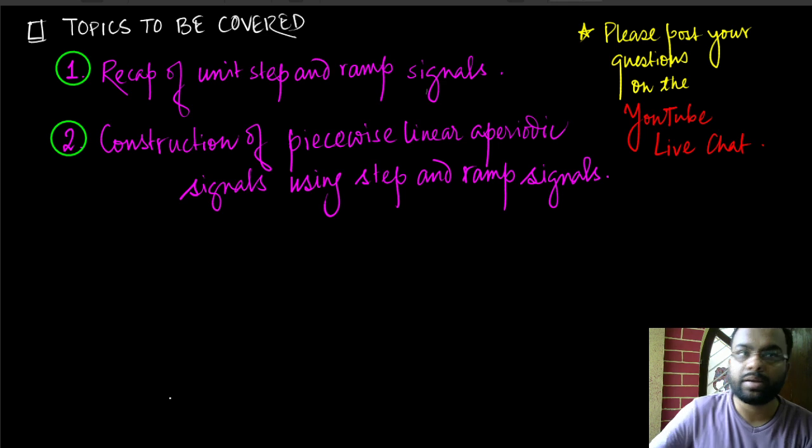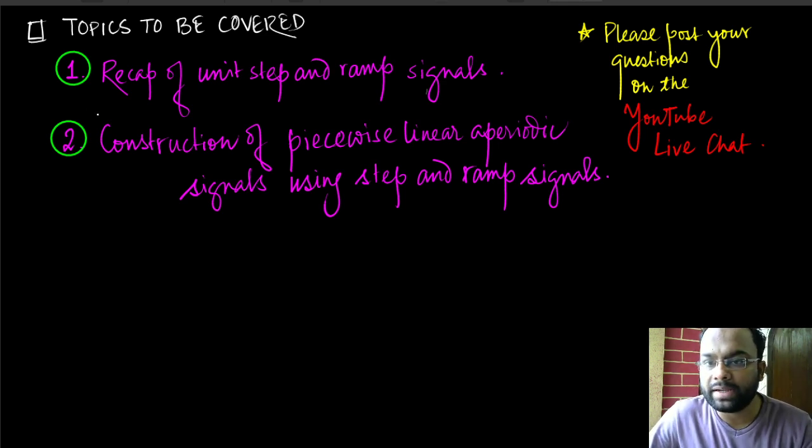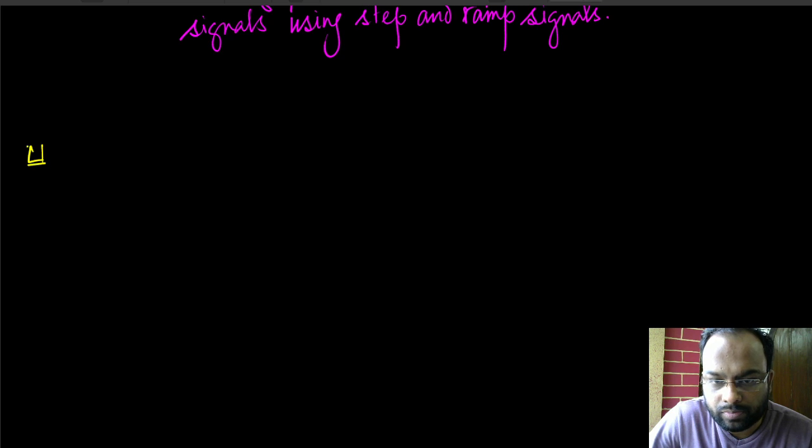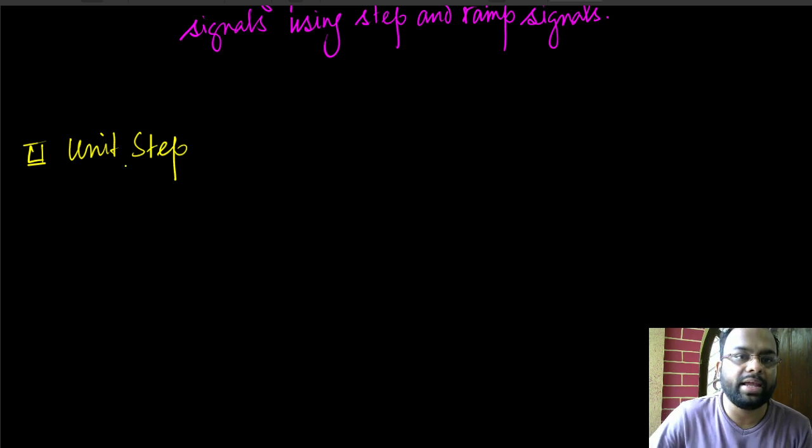All right, everyone, let's start. We shall start today by having a recap on unit step functions, and we shall talk about unit ramp functions, and then we shall use them to construct piecewise linear aperiodic signals using the unit step and unit ramp signals. So, let's recall what we studied earlier. Again, if you have any query, please post them on the live chat. I will be trying my best to answer your questions.